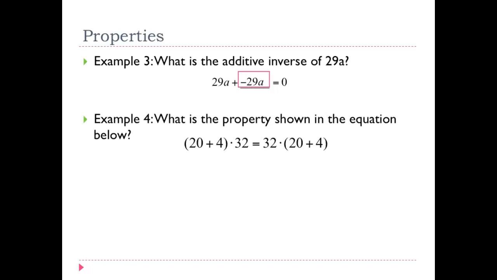that we are multiplying. So whenever we talk about order doesn't matter, you can swap the 20 plus 4 to be the second value that's being multiplied instead of the first. We're talking about the commutative property. So this is showing the commutative property here.